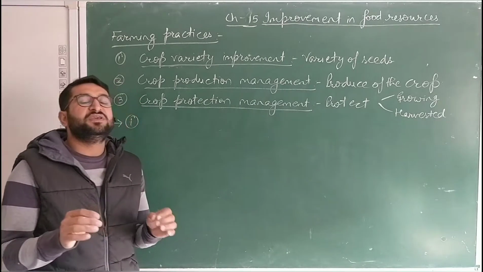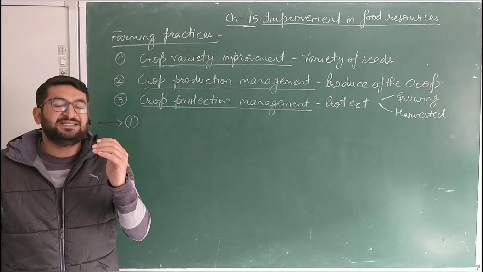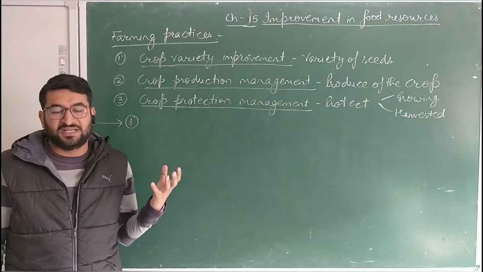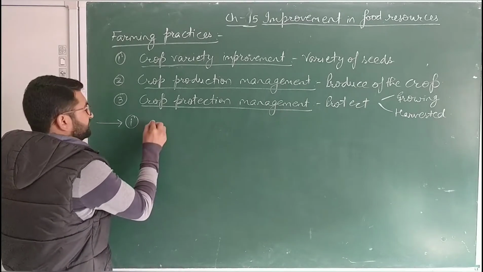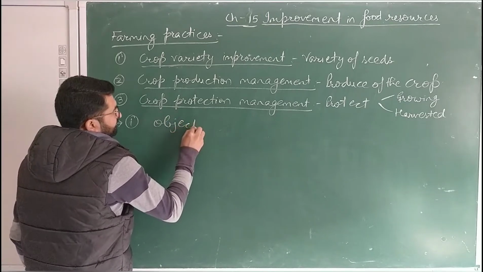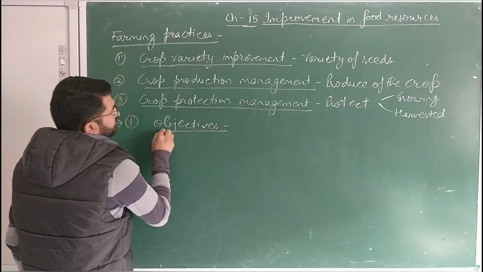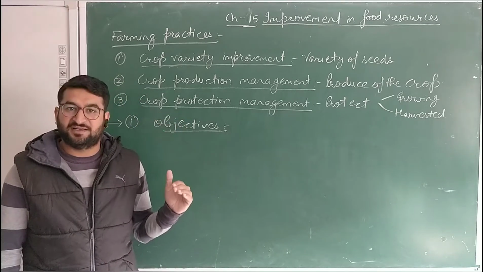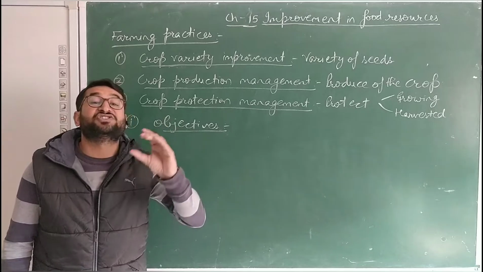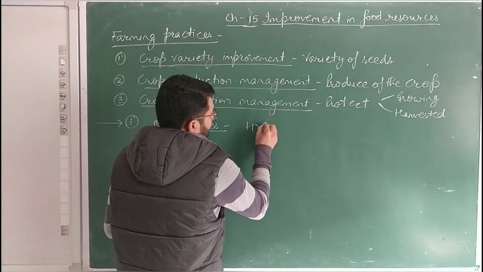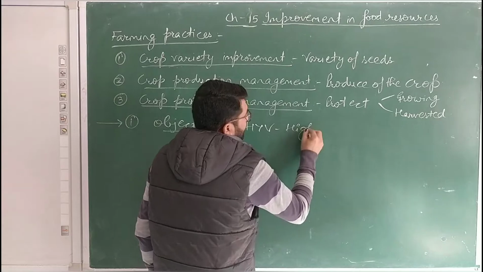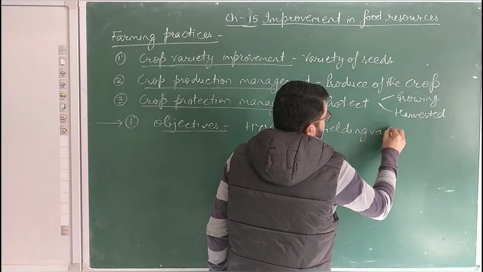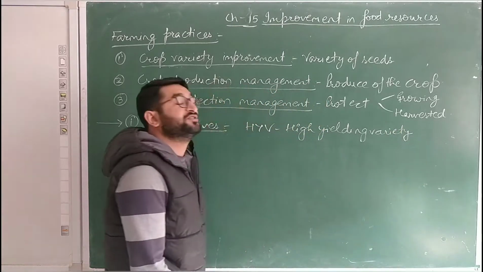In this we produce the variety, the seeds which have a high quality. There are certain objectives behind it. Objectives in Hindi are referred as उद्देश्य. कि हम क्या objectives रखकर चलें? What we require in a HYV, that is high yielding variety, HYV. क्या चाहते हैं हम इसमें?